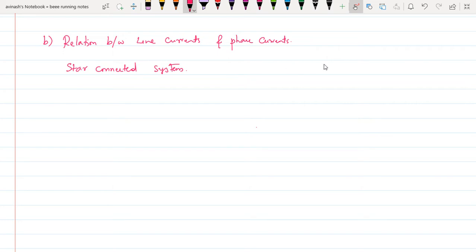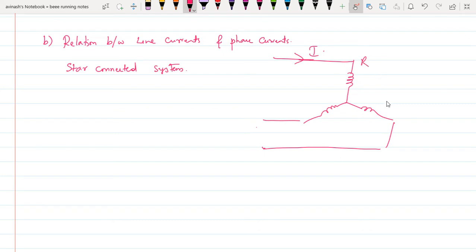For example, this is the star connected load. So this is the line current. For example, this is R phase, Y phase and B phase. This is the line current through R phase. Line current and phase current: phase current means if I take a neutral from this point, neutral, this will be the B phase, Y phase.